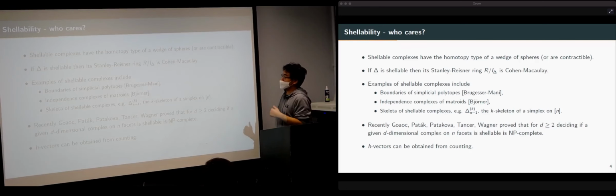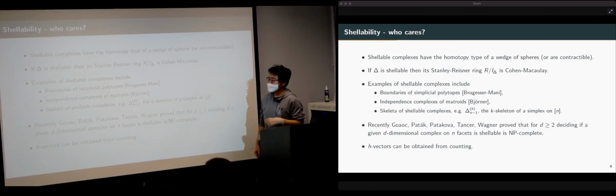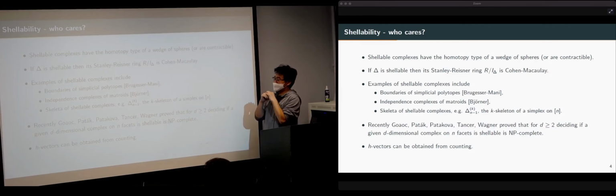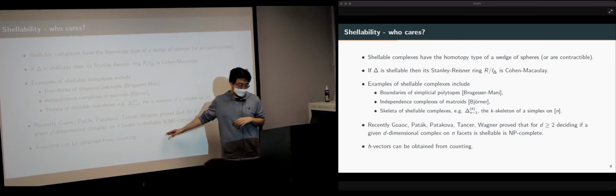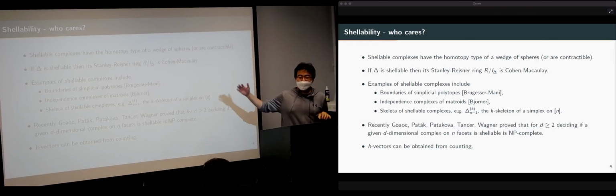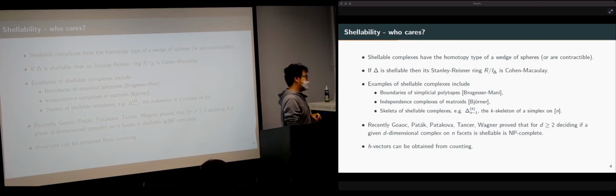Another nice property of shellability is that h-vectors are very interesting statistics, which come from counting the number of faces of each dimension and doing a particular shift. You can actually obtain the entries of the h-vector just by pure counting if you have a shellable complex. So that's very nice. Long story short, shellable complexes are studied quite often and are considered a very nice class of complexes.